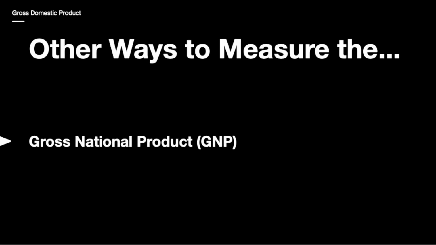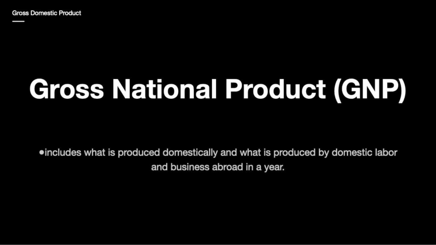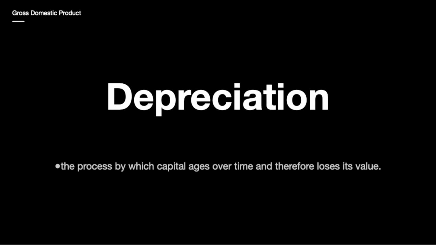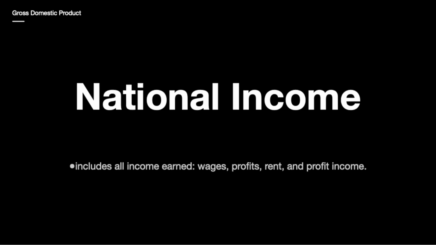Other ways to measure the economy. Gross national product includes what is produced domestically and what is produced by domestic labor and business abroad in a year. Net national product is GNP minus the value of depreciation. Depreciation is the process by which capital ages over time and therefore loses its value. Net national product can be further subdivided into national income, which includes all income earned: wages, profits, rent, and profit income.